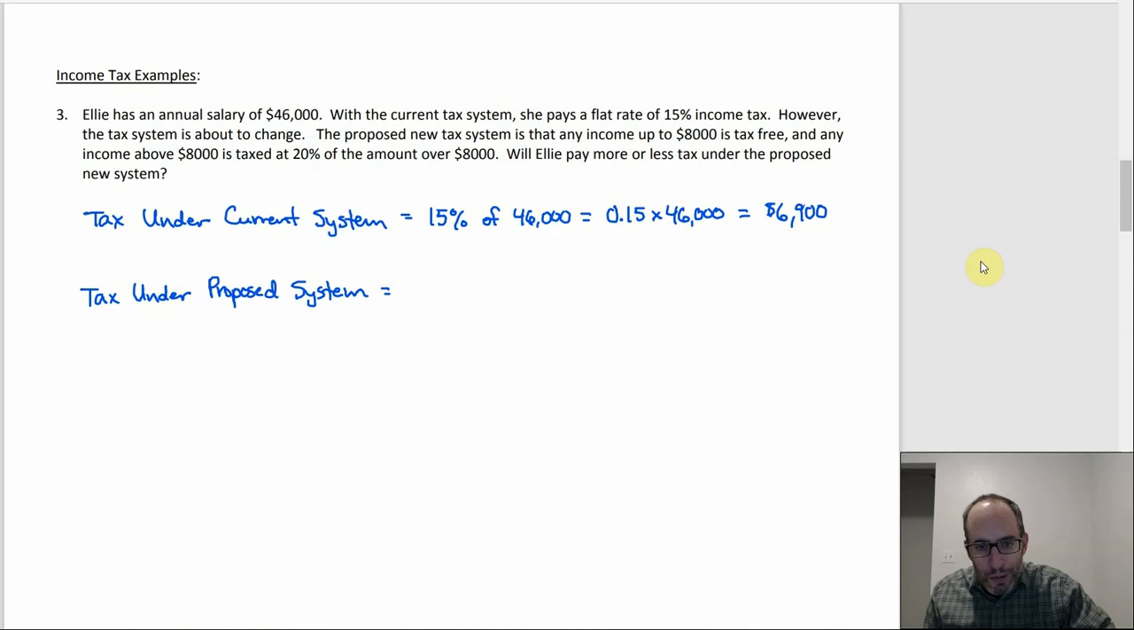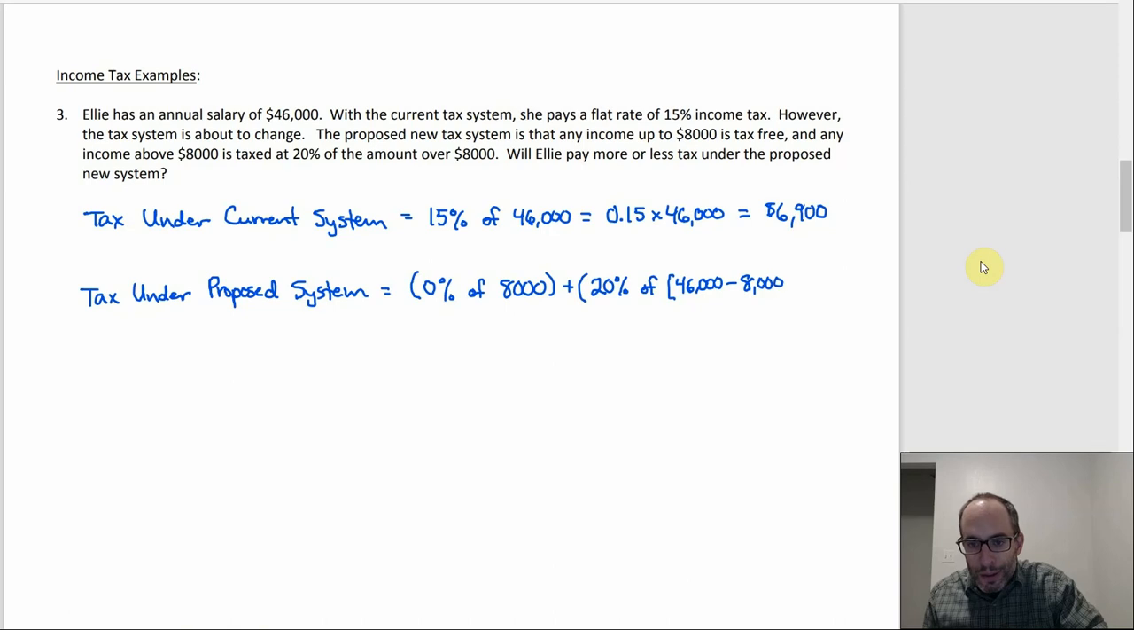So really what you get here is you get 0% of the first 8,000 plus 20% of everything else, which I guess would be, I'm trying to put this into brackets, 46,000 minus 8,000. So the thing that I just put in brackets there, that's the amount above 8,000, right? It's the amount beyond that original 8,000.